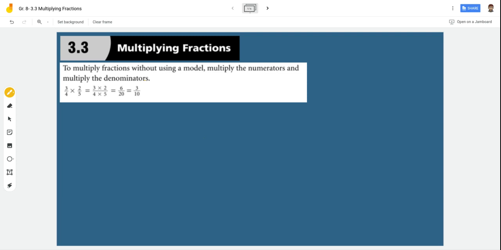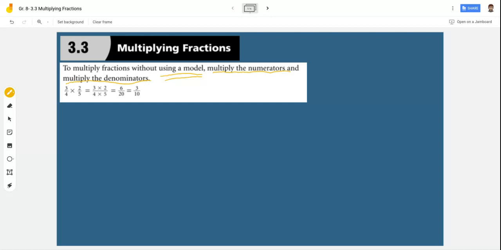One of the first things we need to review when we're multiplying fractions without using a model, as in the previous lesson when we talked about using a model to demonstrate what we know to put together fractions, is that we are going to just multiply the numerators and multiply the denominators.